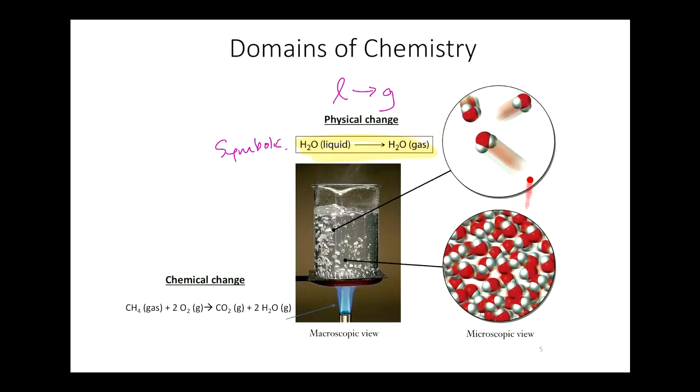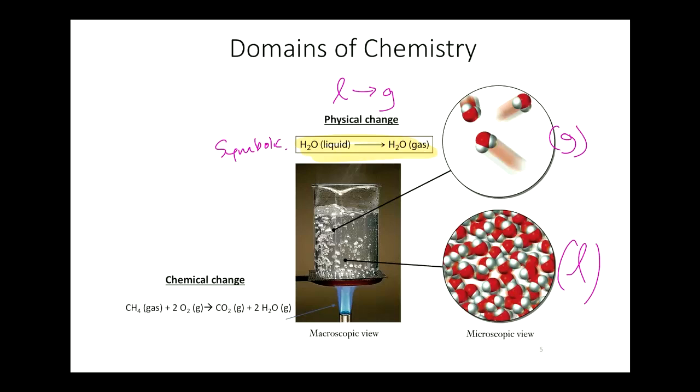Or we can represent it in a particle manner. That water boiling is going from a liquid to a gas, so I can use particles to represent this. In the liquid phase, the water particles are close together. But in the gas phase, those same particles are just far apart. All right, so we're using all of the domains in something that is just as simple as boiling water.